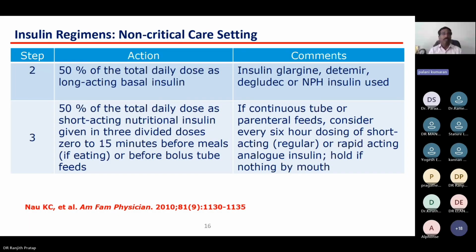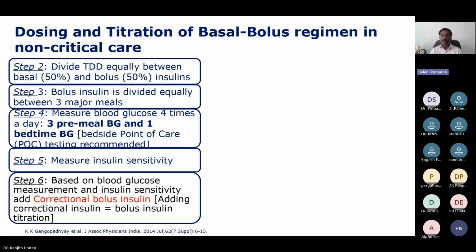40-60. So 50% of the total daily dose can be taken for long-acting basal insulins, that is either glargine, degludec or NPH. The remaining 50 up to 60% can be taken as a prandial component, that is either a short-acting insulin or rapid acting analogs. So the total daily dose can be split into two components, 50-50 or 40-60. 40% will be an NPH or long-acting analog basal insulin, and 60% will be short-acting or prandial insulins.